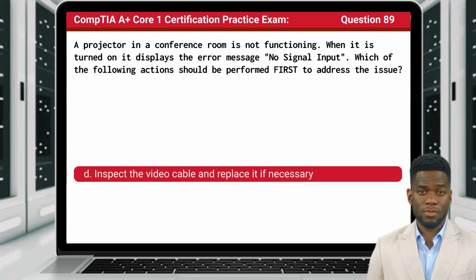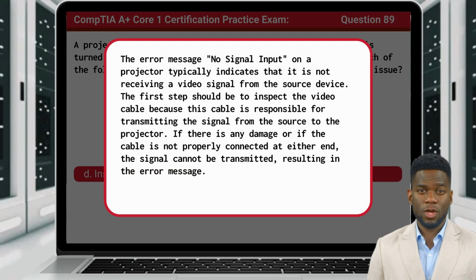The answer is D. Inspect the video cable and replace it if necessary. The error message, "No signal input," on a projector typically indicates that it is not receiving a video signal from the source device. The first step should be to inspect the video cable, because this cable is responsible for transmitting the signal from the source to the projector. If there is any damage or if the cable is not properly connected at either end, the signal cannot be transmitted, resulting in the error message.